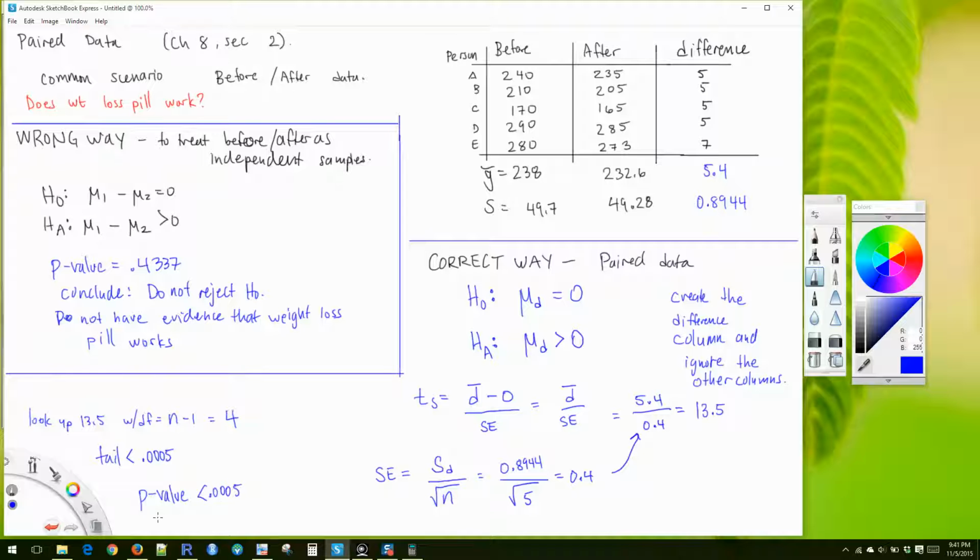So we conclude that we have evidence to show the weight loss pill is effective.